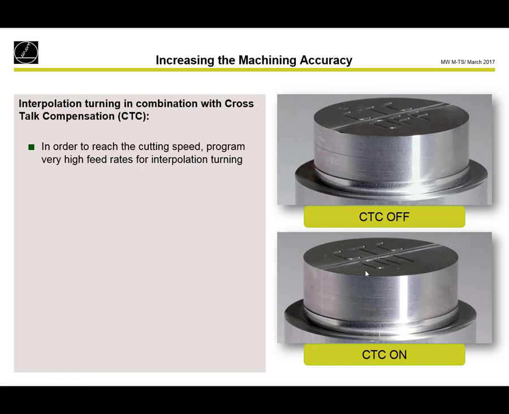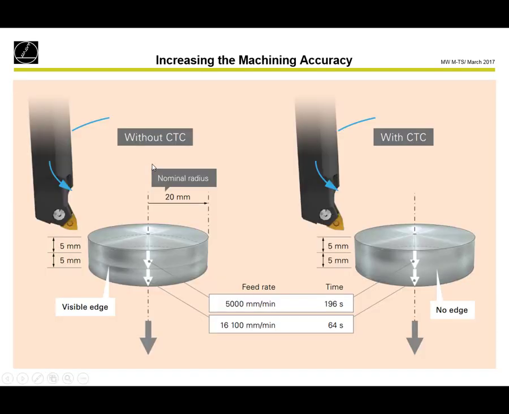Also a very interesting function together with interpolation turning is the CTC, the crosstalk compensation. Because during the interpolation turning movement, we have a very high feed rate. And the very high feed rate is, of course, a very important thing against the accuracy of the workpiece. And the HEIDENHAIN control offers a very good function, the crosstalk compensation. So, what can we do with the crosstalk compensation?